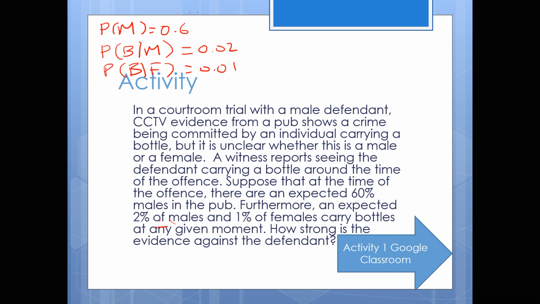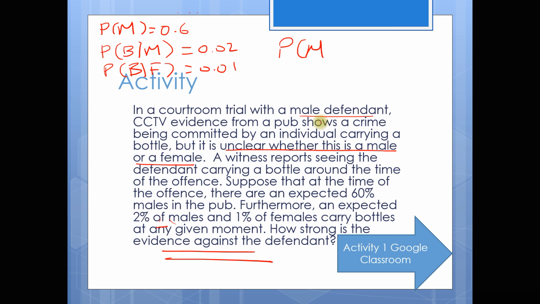So what does all this mean then? Your question now is, how strong is the evidence against the defendant? And what is going on with the defendant? We know that the defendant is a male client, but what is unclear is whether the person who committed the crime is a male or a female. So in the end, what I'm evaluating is still the probability of M. But of course, that's not what is being asked of me.